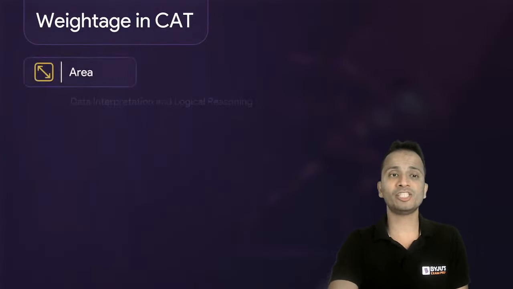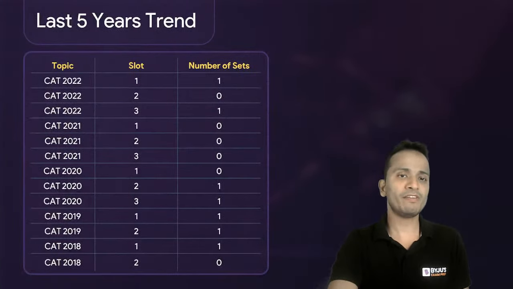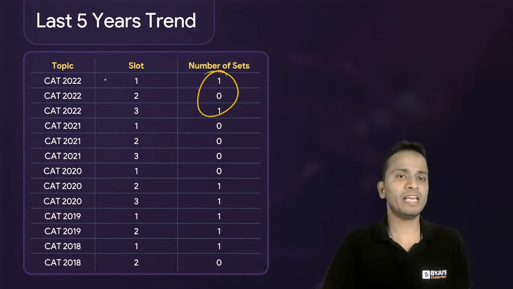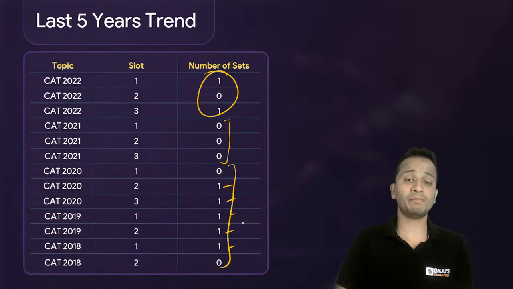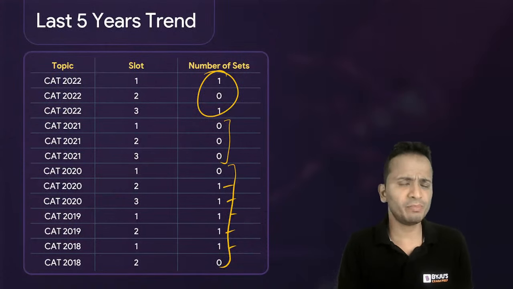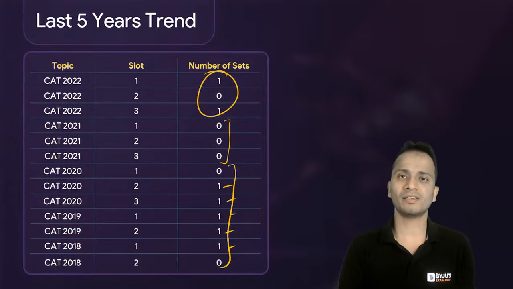If you look at the weightage in CAT of this particular area, then the last 5 year trend clarifies these things. Last year we saw one complete set in the first slot as well as the third slot. The year before that, this type of question was missing, but you can see the history. In 2020, there were two sets. In 2019, there were 2 sets. In 2018, it appeared in one of the slots. So yes, invariably we have seen at least one set coming up in the CAT examination.